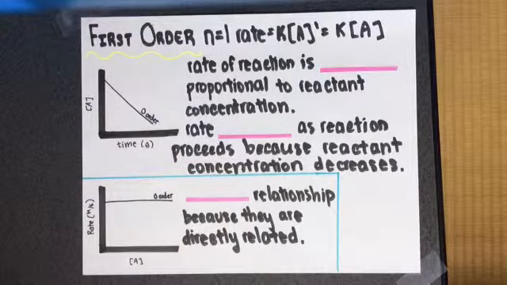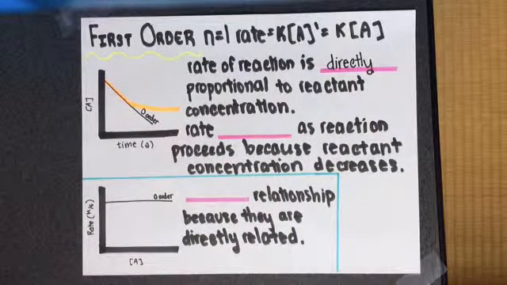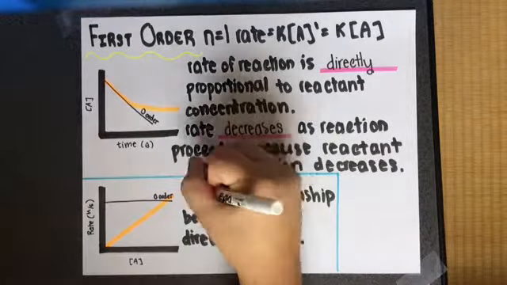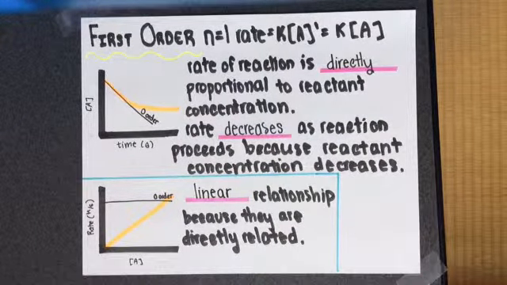When a reaction rate is first order, n equals 1 and the rate is equal to k times the reactant concentration. The reaction rate is directly proportional to the reactant concentration. Because of this, the rate decreases as the reaction proceeds because the concentration of reactant is decreasing. The reaction rate and reactant concentration have a linear relationship because they are directly related.